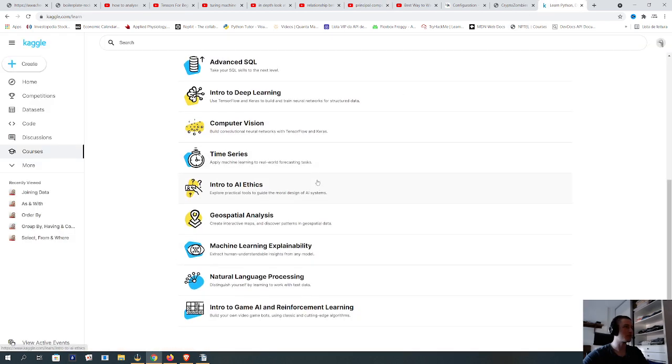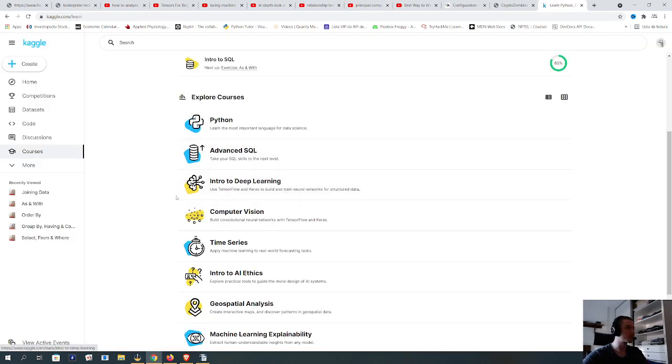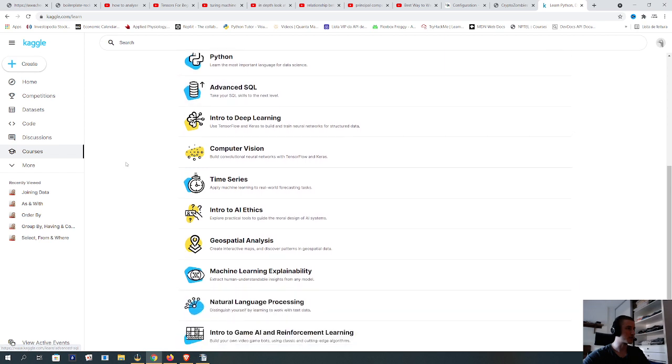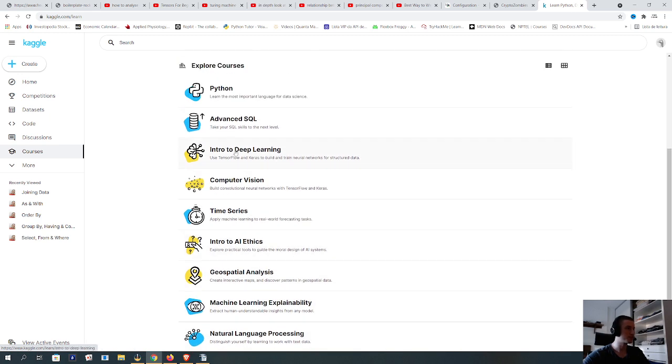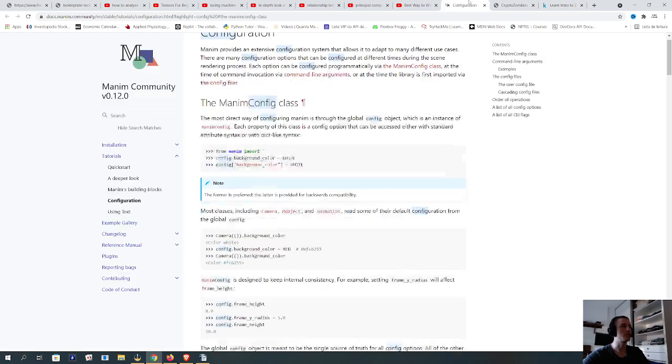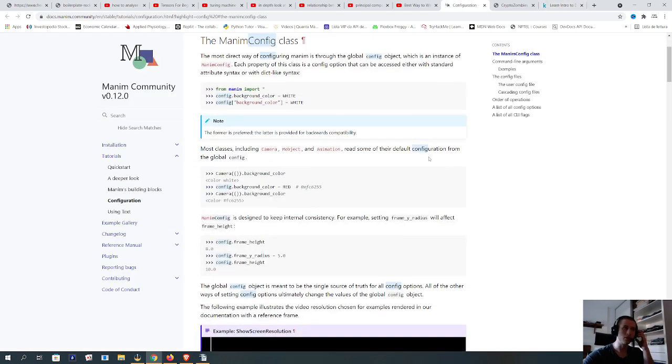But first, I also decided that the next course I'm gonna do on Kaggle is Intro to Deep Learning. I'm gonna skip this advanced SQL. Then if I finish all of this and I still want to go back, then I'll go back and do the SQL stuff. But I think it's more important to do the things that are related to what I'm trying to accomplish first.